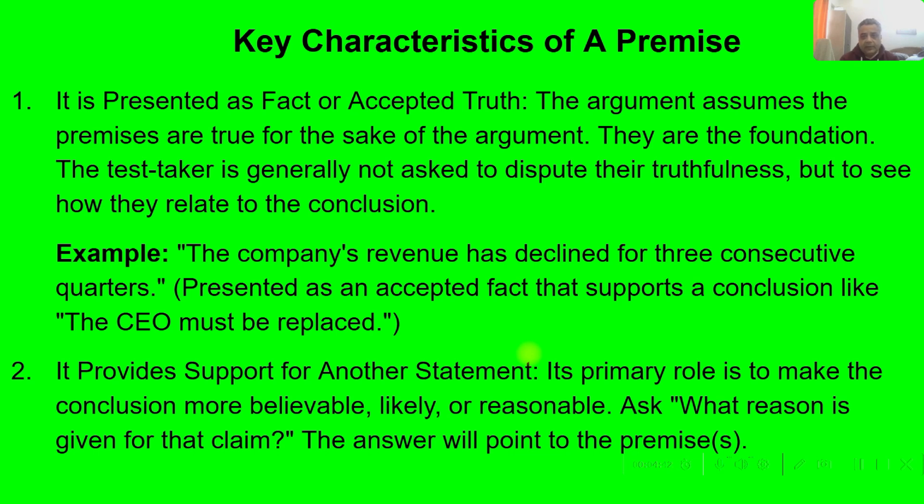So, if the company's revenue has declined for 3 consecutive quarters, naturally the CEO must be replaced could be the conclusion. Second is that it provides support for another statement. Its primary role is to make the conclusion more believable, likely, or reasonable. Ask what reason is given for that claim. The answer will point out to the premises.